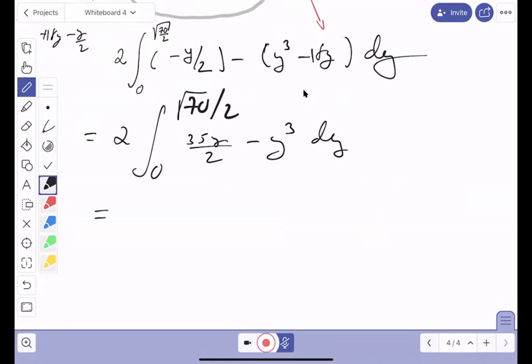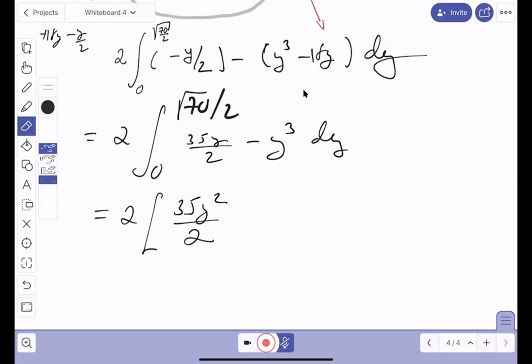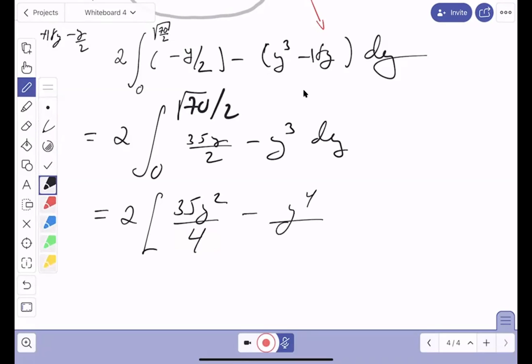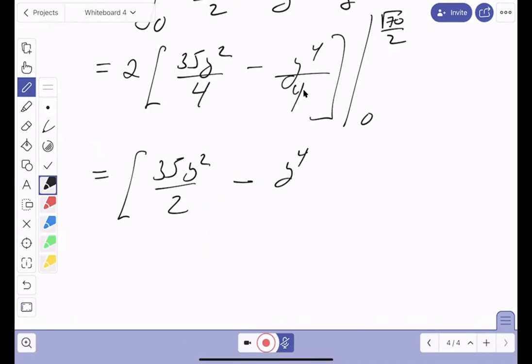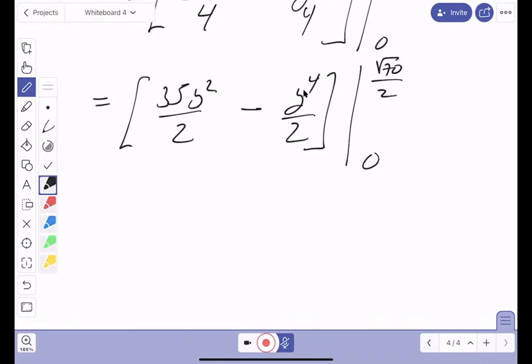Let's keep going through it. I'll do the antiderivative now, which is going to be double the integral. Well, let's see, 35y squared over 4, I'm sorry, minus y to the 4th over 4, limits of integration 0 to root 70 over 2. And we know it's difficult. I'm not saying it's going to be easy for you. I got to simplify. I really do. So 35 y squared over 2 minus y to the 4th over 2, limits of integration 0 to root 70 over 2.